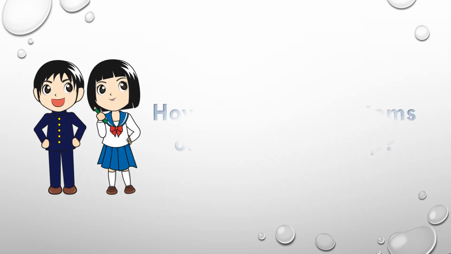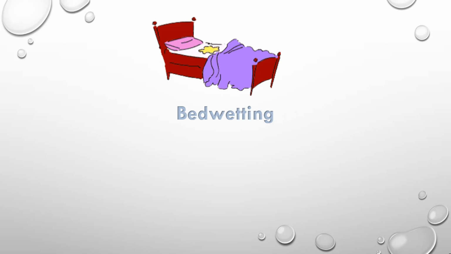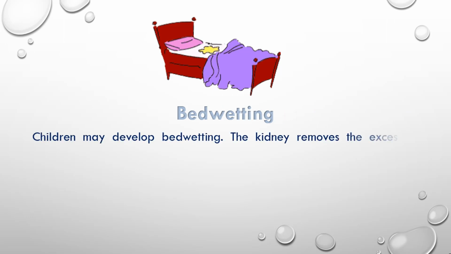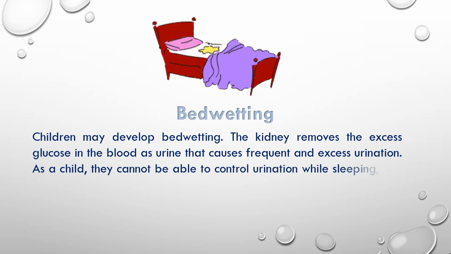Okay, now let us see how diabetes symptoms of children develop. 1. Bedwetting. Children may develop bedwetting. The kidney removes the excess glucose in the blood as urine. That causes frequent and excess urination. As a child, they cannot control urination while sleeping, thus causing bedwetting.